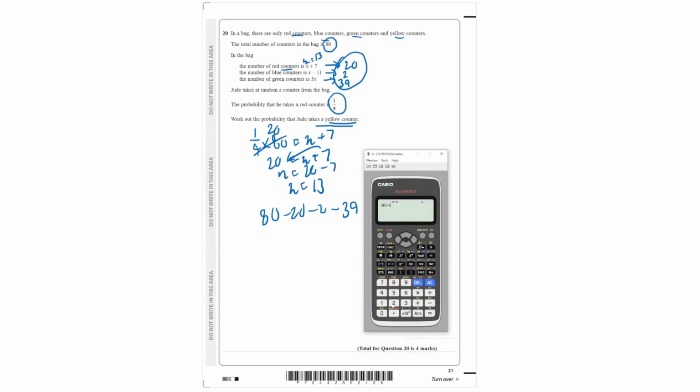80 minus 20 minus 2 minus 39 gives us 19. So that's 19 total yellow counters. But we have to find the probability that Jude takes a counter. So probability is simply the amount it happens over the total. And the total is given as 80. So it's simply 19 over 80.